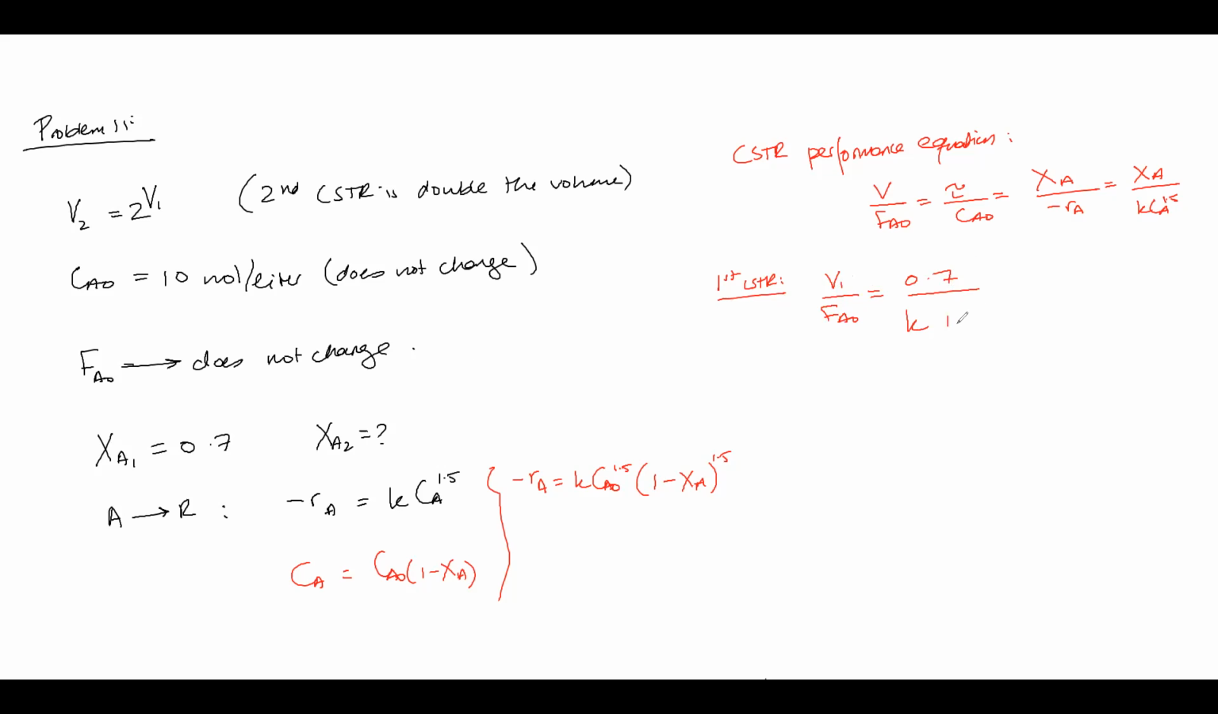CA note is 10 to the 1.5 into 1 minus 0.7 to the 1.5. And then for the second CSTR, I'm going to have V2 over FA naught is equal to XA2, which is the entity I'm trying to find, over K CA naught 10 to the 1.5 into 1 minus XA2 to the 1.5. And a common error, or an error some people made last time, is they did not explicitly flesh out XA2 in the denominator here.